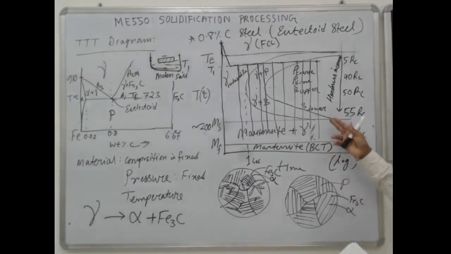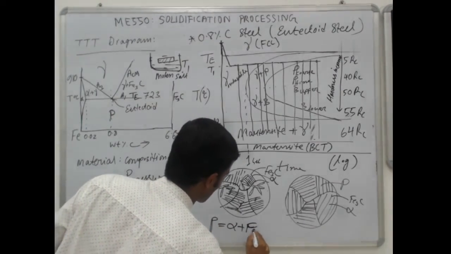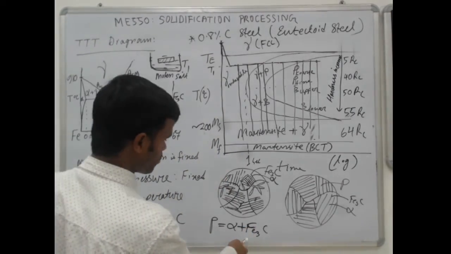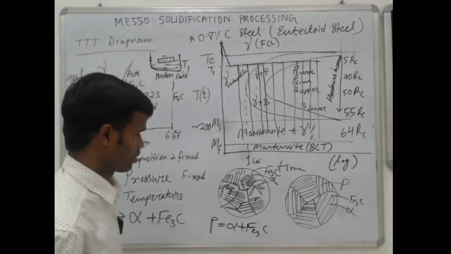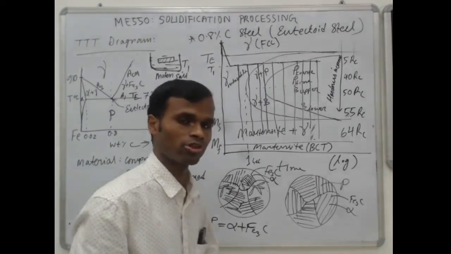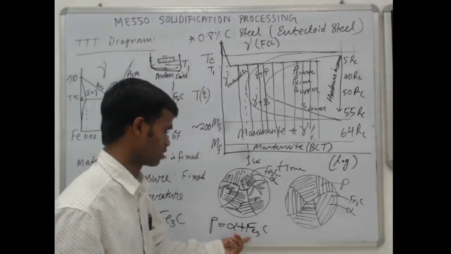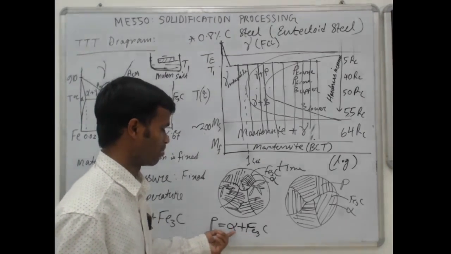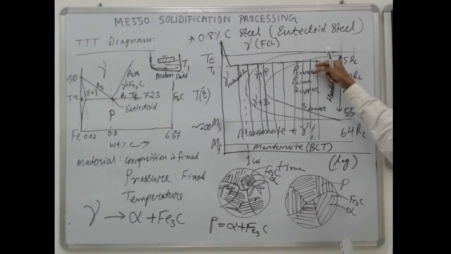But here the pearlite is a mixture of alpha plus Fe3C. These two have very different crystal structures. Fe3C is orthorhombic and alpha is a BCC structure. Without diffusion it is not possible to get a single phase, martensite, out of these two phases. It is very difficult to get martensite from this alpha and Fe3C. So after this amount of time, you will see no changes there.